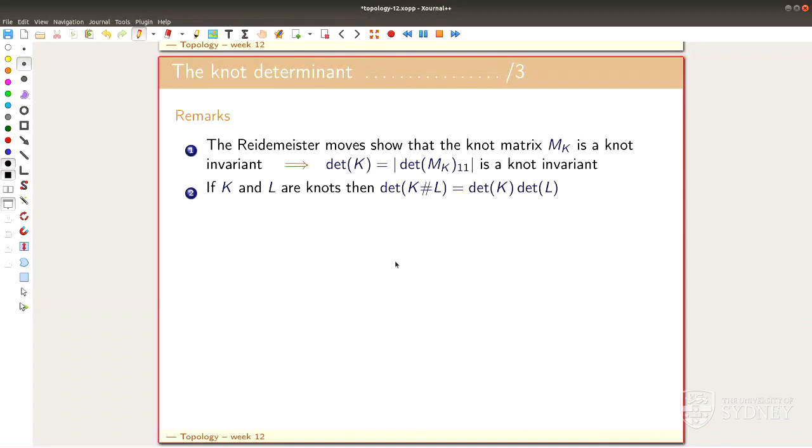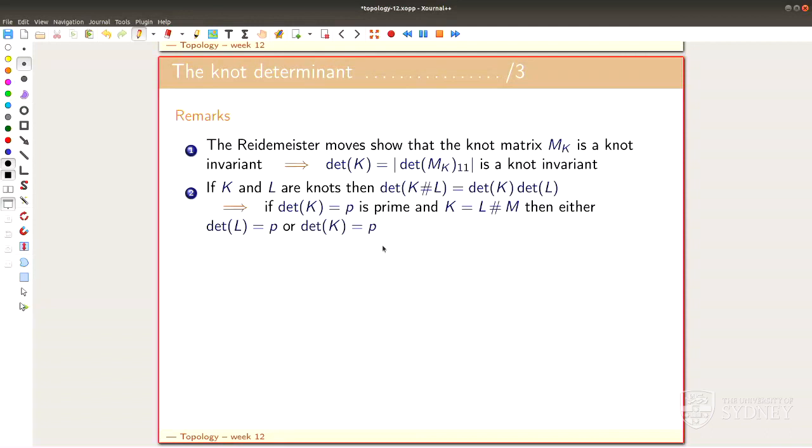Something you can try yourself is how it behaves with respect to the hash. It's just a product. So the determinant of k hash l is just determinant k times determinant l. So in particular, if the determinant is prime, then one of them needs to be one and the other one needs to be prime as well, clearly by this formula, right? If one is prime, the other one needs to be as well. So we can actually tell a little bit about how those colorings are related to the determinant. Really good.